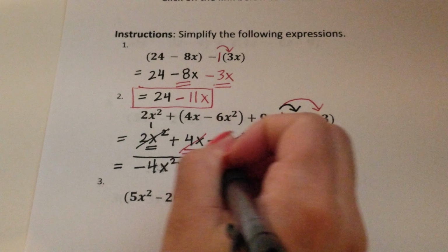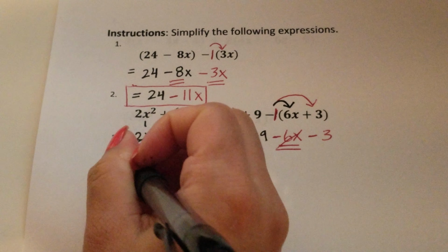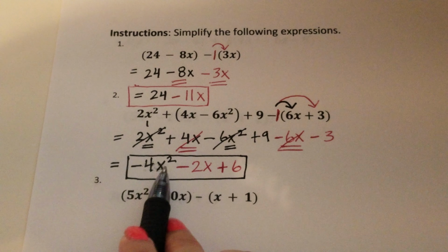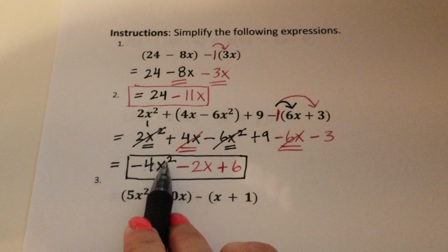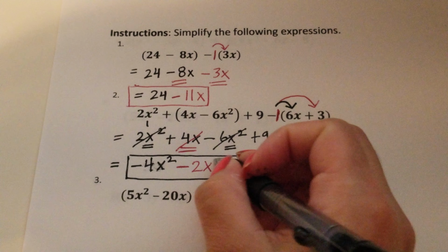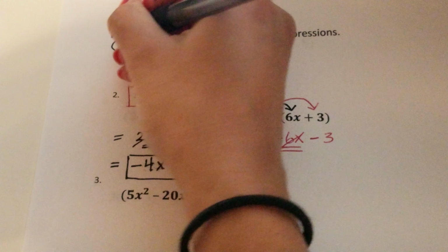So right here, that is the answer. There are no more terms that we can combine because now the variables have different exponents. The exponent right here is 2, the exponent right here is 1. Okay, so that is 1 and 2.